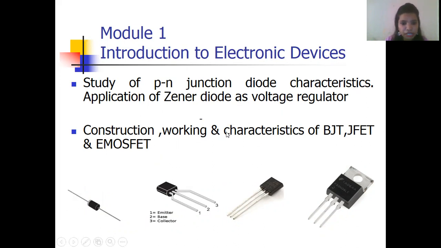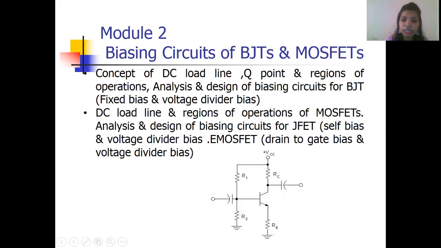After module 1 completion, when the students are clear about the characteristics, then we can learn the biasing, means what effect on the circuit when we apply some voltage. So DC biasing means we are applying only a DC supply, there is no AC input. Then what is the output, what is its behavior, what is the concept of DC load line, what is Q point, and how MOSFET works in different types of regions.